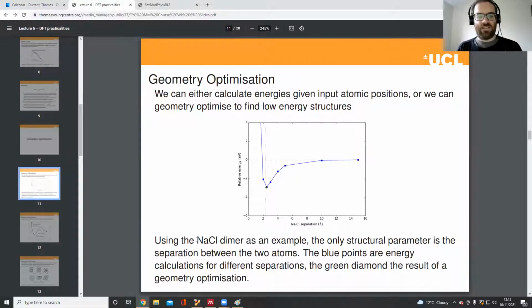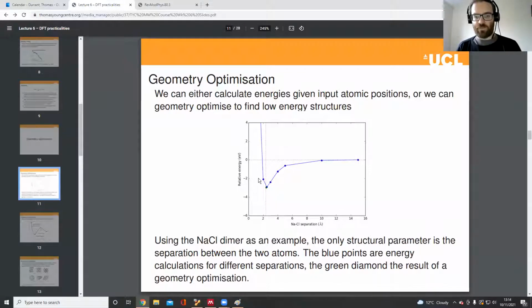So in this example here, I just have a sodium atom and a chlorine atom. So the only structural parameter that you have when you have just these two atoms is the separation between them, how close the two atoms are sitting to each other. So just using density calculations, what we can do is pick different values of separation between the sodium and chlorine ion and calculate the total energy.